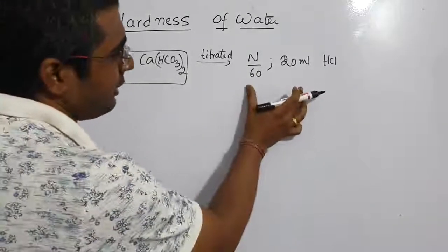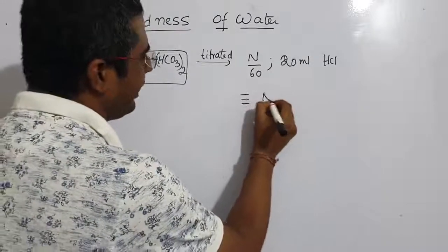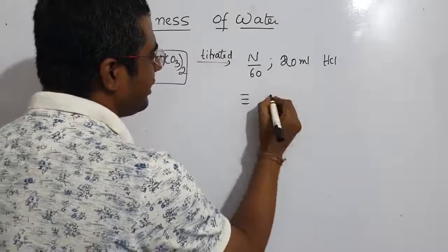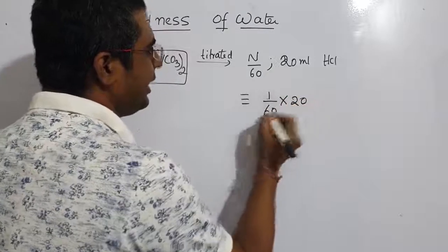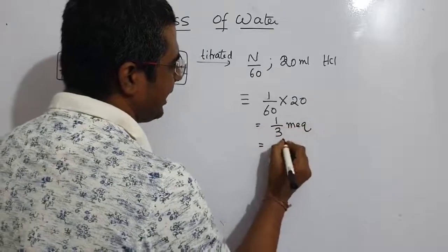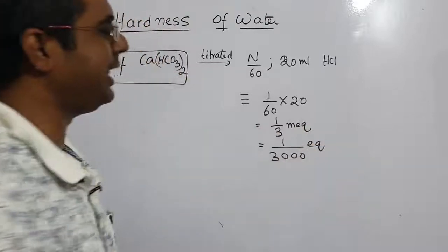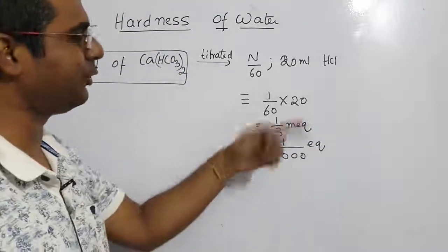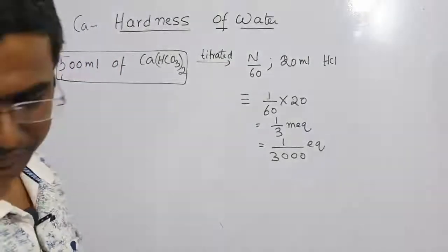So from this, whenever you see this, the first thing that I have told you to do is please calculate the milli equivalent of N/60. So milli equivalent will be 1/60, that is normality, into volume in milliliter. So it will be 1/3 milli equivalents, right? So I can write it as 1/3000 equivalents, right? Milli equivalent to equivalent, divided by 1000, nothing else, okay, clear?